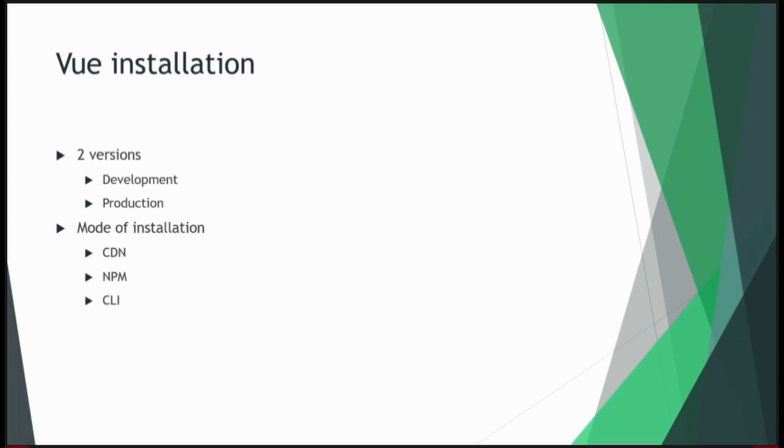And so that is just the difference. And mode of installation, there are various ways you can install. First of all, you can just add a CDN to your page and then start from there. Or if you're working on a node project, all you can do is just install Vue, and then when you're done with installation, you just include it as part of your node modules, and then you can take it on from there.